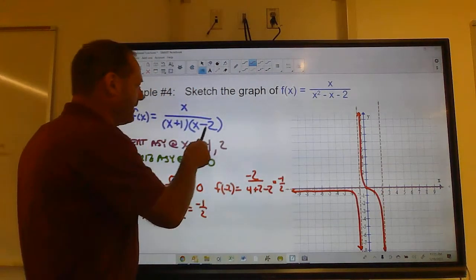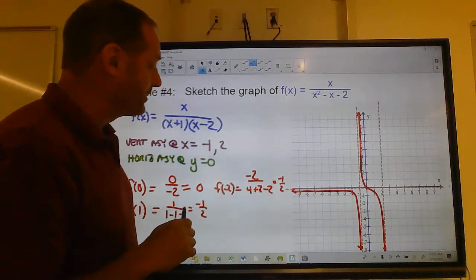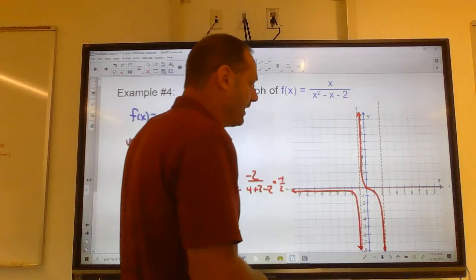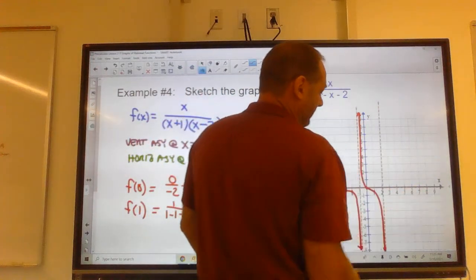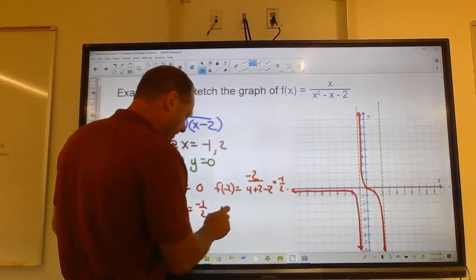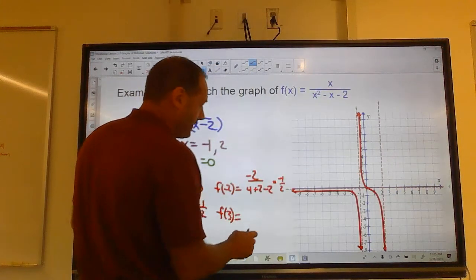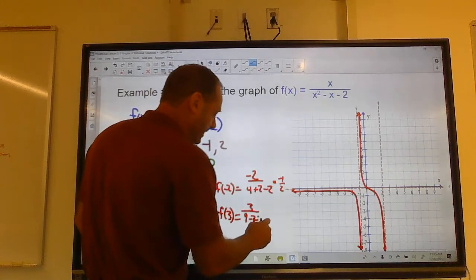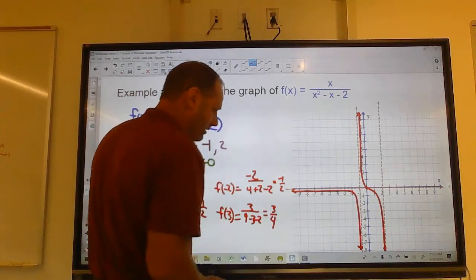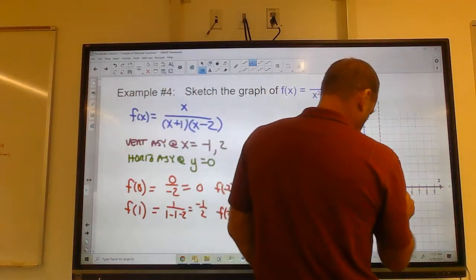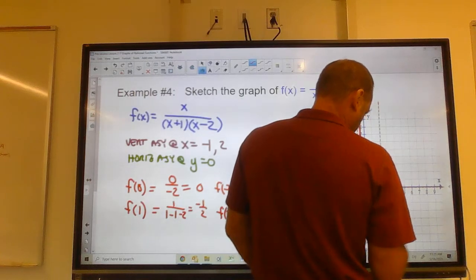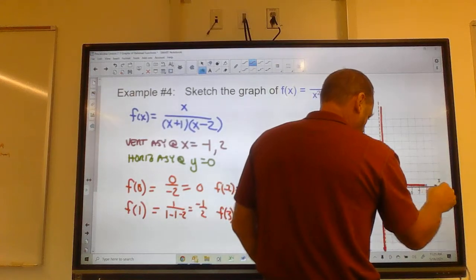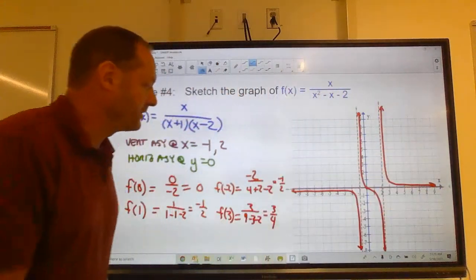Now over here, the other asymptote has a multiplicity of 1 as well. So it goes down on this side, it has to go up on this side. And depending on how accurate I need to be, I can just sketch this in. Or if I needed to be a little more accurate, I could find f of 3. So that'd be 3 over 9 minus 3 minus 2, which would be 3 over 4. So this thing's going to look like this. And there's my graph. I'm done.